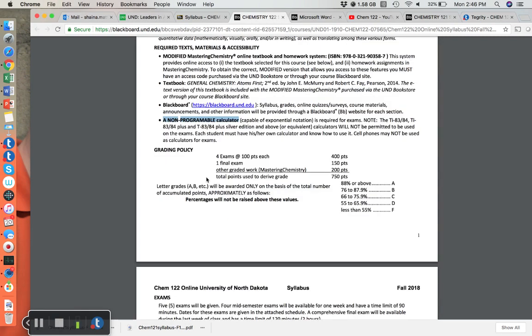Alright, so next we have the grading policy. We have 4 exams at 100 points each, and these are midterm exams. There's also a final exam at the end of the semester, and the final exam is worth 150 points, and it is comprehensive. So anything that we've learned throughout the semester is fair game for the final. The other graded work is the Mastering Chemistry homework, and it's worth a total of 200 points. So therefore the total points this semester will be 750. Letter grades are assigned based on these percentages shown here at the bottom of page 1.